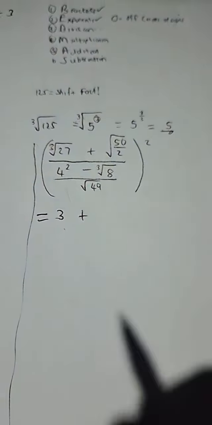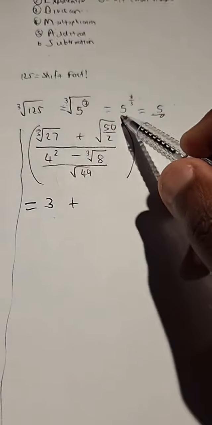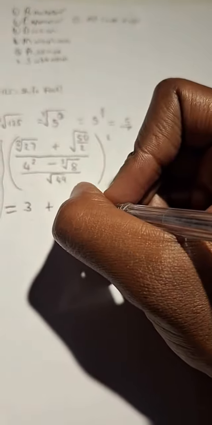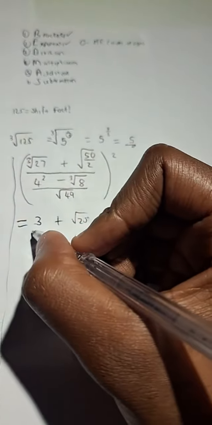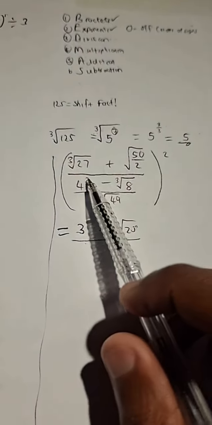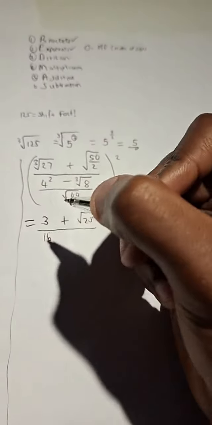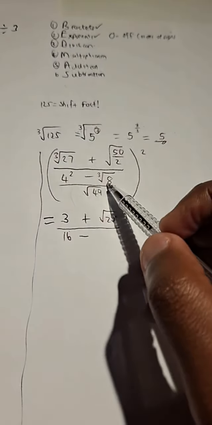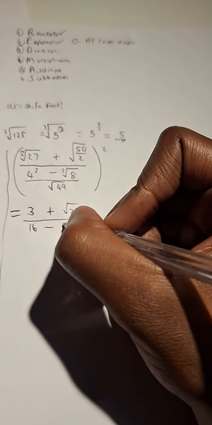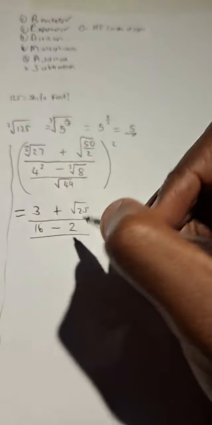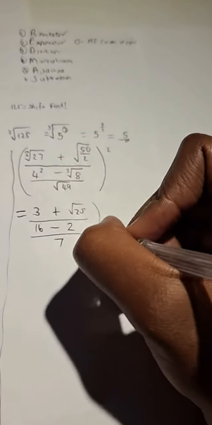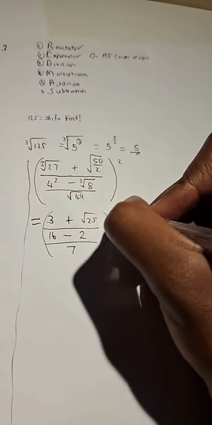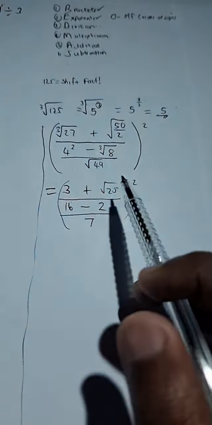So 50 divided by 2, guys, is what? Is 25. The square root of 25 is what you would have there. I hope that makes sense, because 50 divided by 2 is 25. Okay, underneath that, what's 4 squared? 16 minus the cube root of 8. What is that? It's 2 over, what's the square root of 49? It is 7. All right, yeah, let's do this one bit at a time.